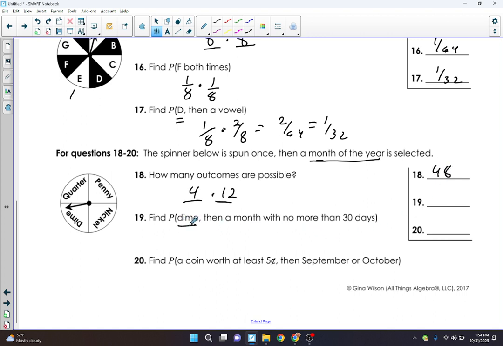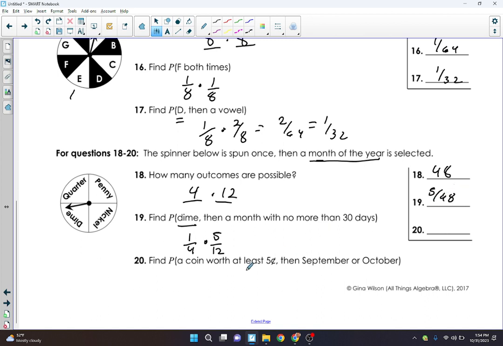What's the chance of you getting a dime in the spinner, then a month that has no more than 30 days? I will not use a prompt like this because that forces you to know every month of the year. At worst, I would just probably say, what's the chance that your month starts with a J? Okay, or something like that, or N. So dimes, that's 1 out of 4 because there's 1 dime in the 4 spots. And then I think it was like 5 out of 12 for the months that have no more than 30 days. So it ends up being 5 over 48.